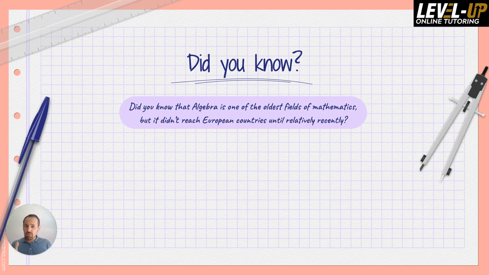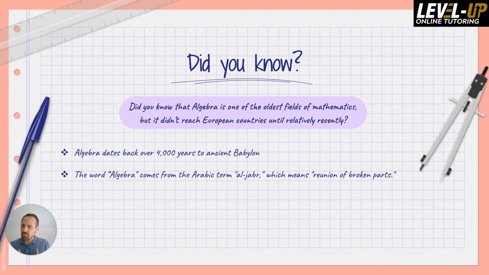So did you know algebra actually is one of the oldest fields of mathematics? It didn't even reach European countries like the UK until relatively recently. So it actually dates back like over 4,000 years, coming from ancient Babylon. The actual word algebra itself comes from the Arabic word known as al-jabr, which translates as the reunion of broken parts. So algebra is all about trying to solve unknowns, isn't it? And that unknown is seen as like the broken part in an equation, and we're trying to find out what that is and reunite it with the other numbers. So that's where that comes from.